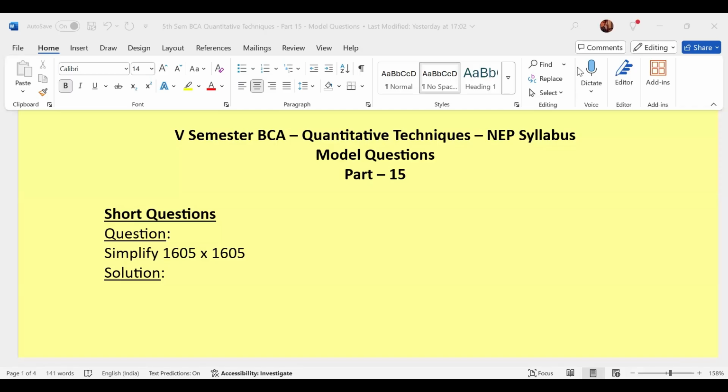This is in continuation to our discussion on quantitative techniques, which is under NEP syllabus meant for 5th semester BCA. In this, we are going to discuss some of the model questions. This is part 15. First question, simplify 1605 multiplied by 1605.